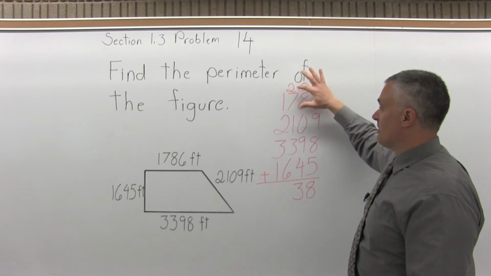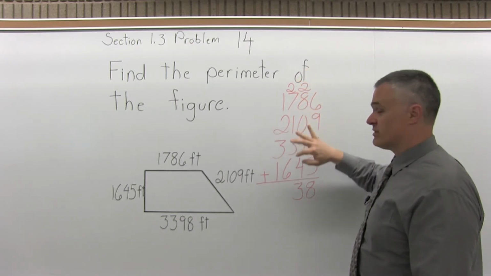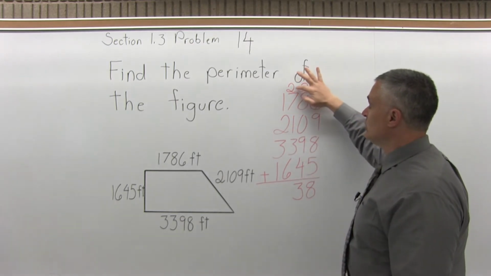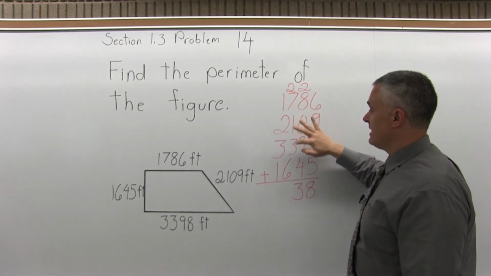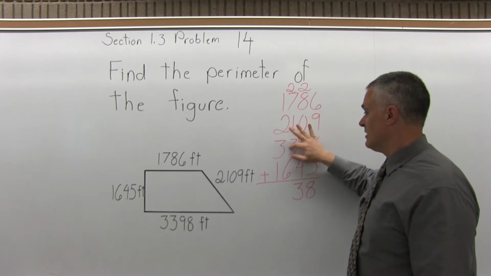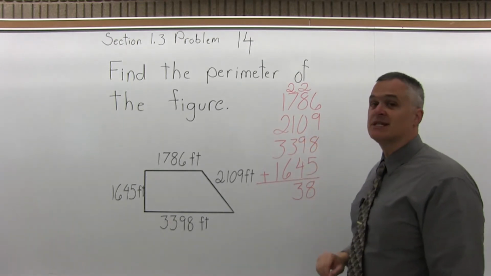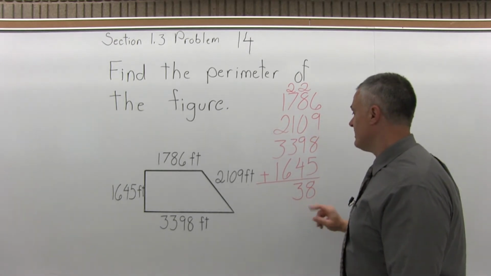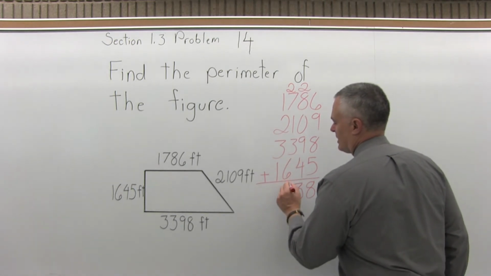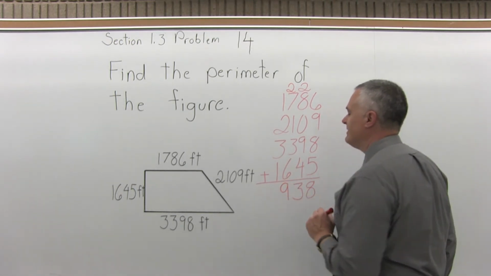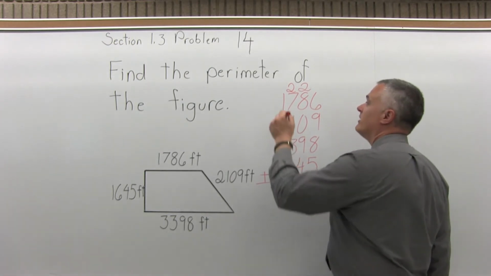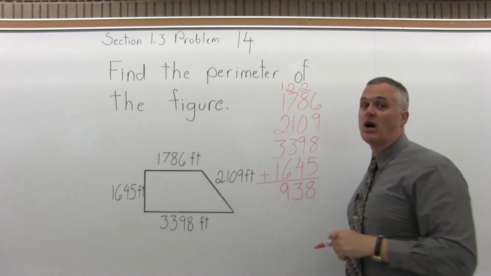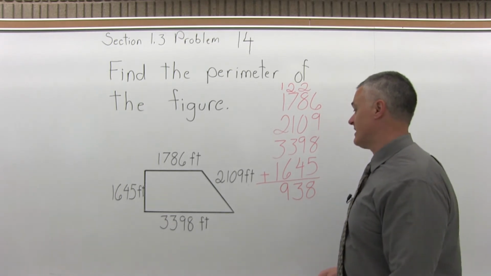And now for the next column, I will add 2 plus 7 plus 1 plus 3 plus 6. 2 plus 7 is 9. 9 plus 1 is 10. 10 plus 3 is 13. 13 plus 6 is 19. So the 9 from the 19 is written under the column of digits that I just added, and the 1 from the 19 gets carried to the top of the next column of digits that I have to add.